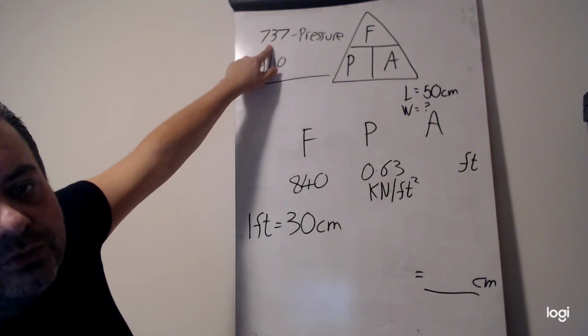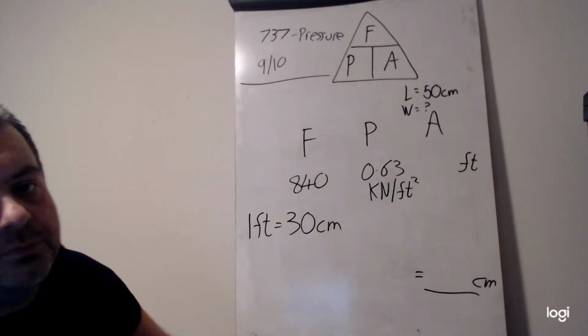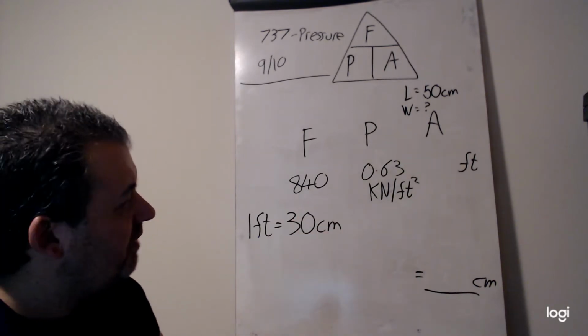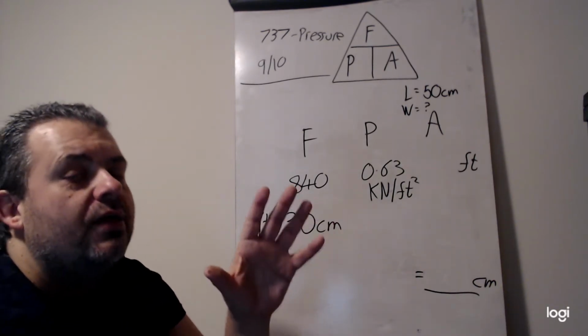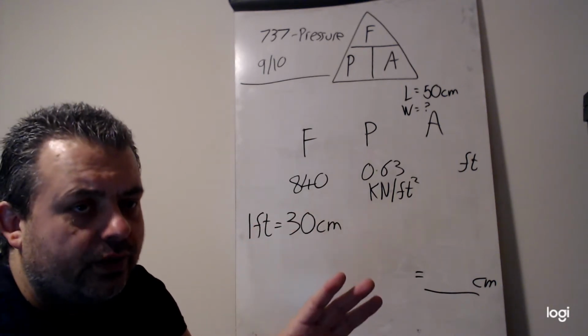737 on Hegarty is force, pressure and area. There's your triangle. Looking specifically at questions 9 and 10. My numbers say, and this is where you've got to be careful, this is the one where they're trying to confuse you by conflating the units.